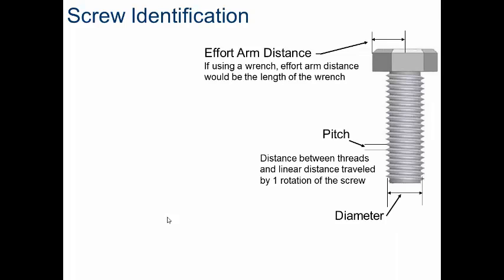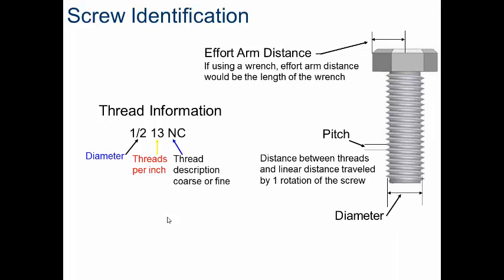The pitch of the screw is the distance between the threads, and it would translate into the linear distance traveled if the screw went around one time. When we talk about the diameter of the screw, we're not focused on the head of the screw, but rather the base.